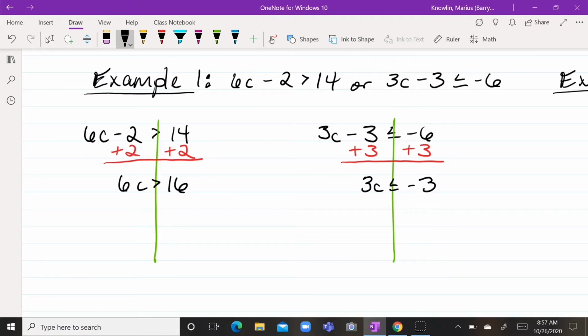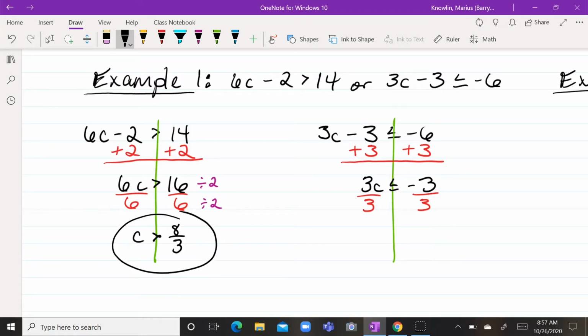Now for the first inequality, we're going to divide both sides by positive 6. And for the second inequality, we're going to divide both sides by positive 3. And the result over here is going to be c is greater than, well, let's reduce. Both of these can be divided by 2, which is going to give us 8/3. So c is greater than 8/3, or 8 over 3. And for the second inequality, c is less than or equal to negative 1.